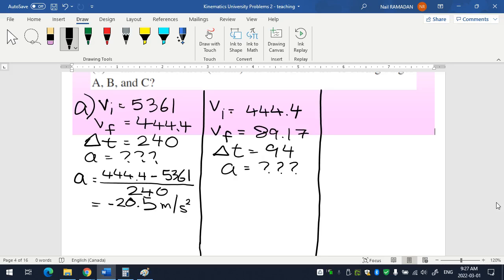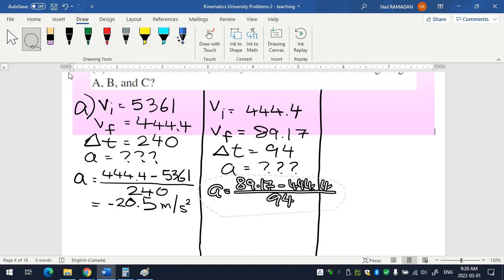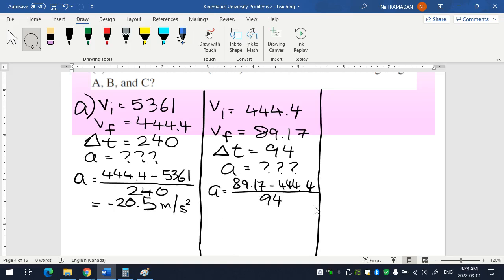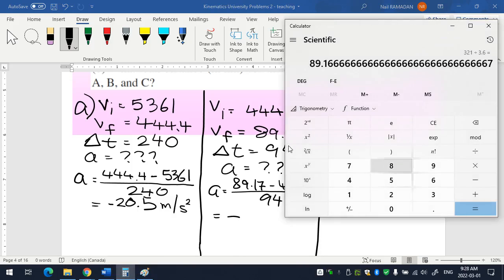Okay, what's missing here? Same thing. What's missing is distance. So A again is, what is it? 89.17 subtract 444.4, all divided by 94. Negative something. 89.17 minus 444 divided by 94. How much?